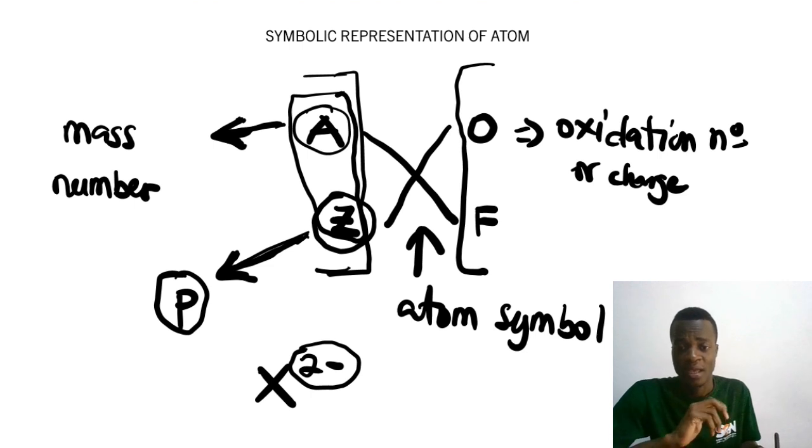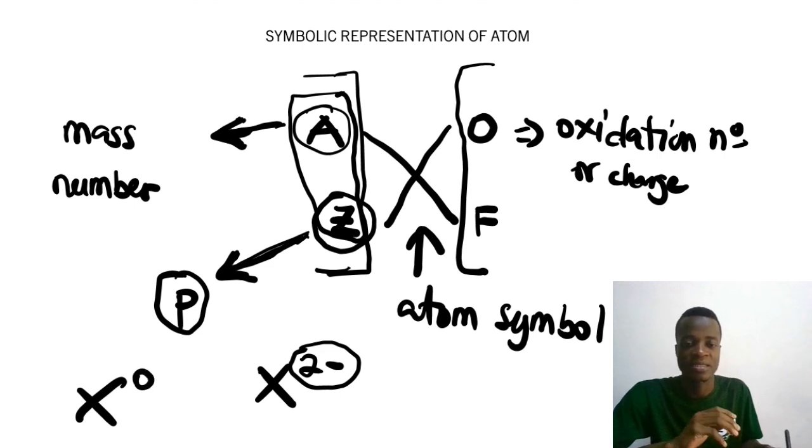So usually, if the charge over there at the top is zero, you don't really write it, but the charge is zero. If you don't write anything there, then it is just zero. Oxidation number is zero. Now the last one, the down one here.